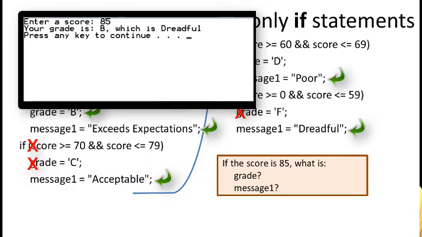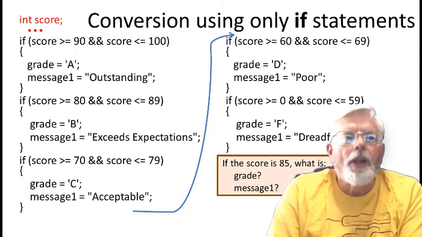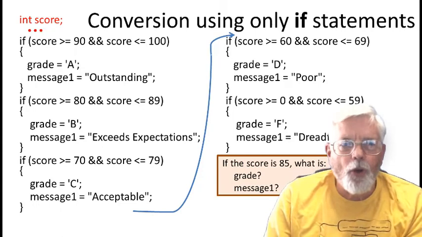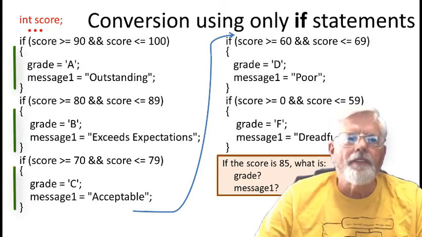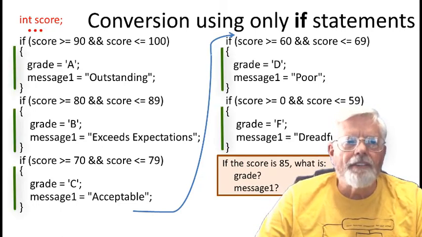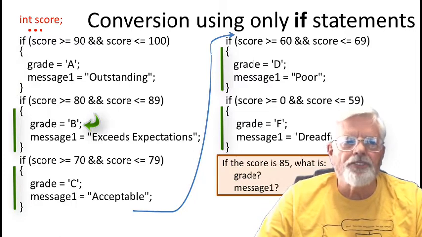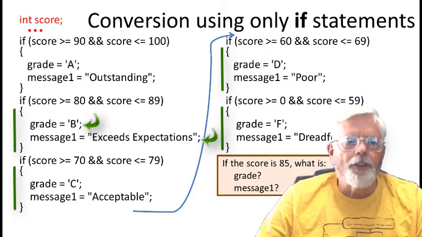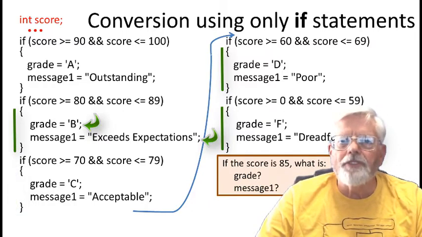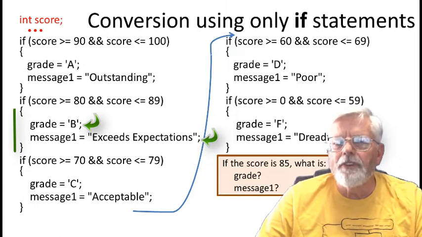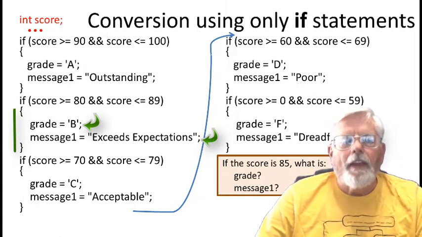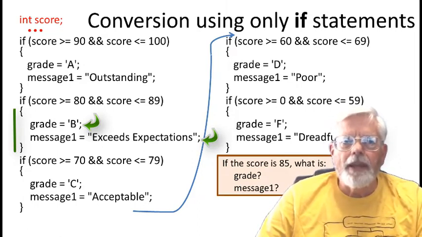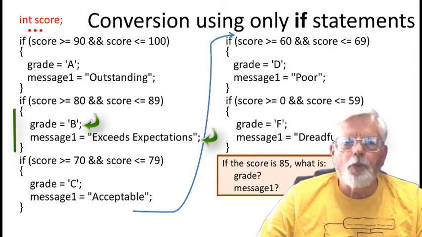It's not too good. So what I can do is make sure that I have blocks of code here. That way, if somebody gets a score of 85, this first one doesn't pass. The second one does pass. I'll set the grade equal to a B. Message 1 says exceeds expectation. The third if does not pass. The fourth if does not pass. The fifth if does not pass. So this way it's going to say grade is a B and message 1 is going to be exceeds expectations.